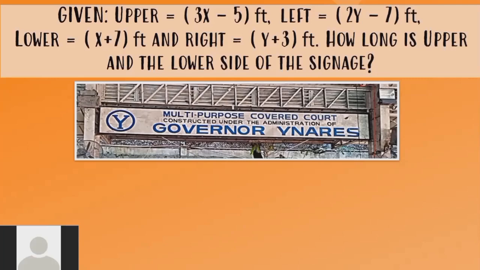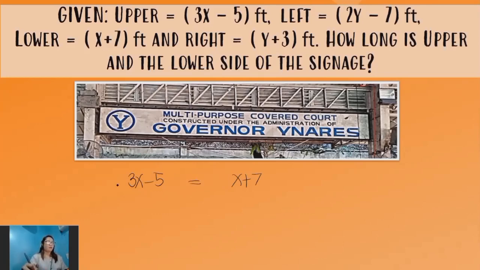Go. Ma'am, the upper part and lower part, their measure is 13 feet. Both are 13 feet? Yes. What is the value of x that you obtained? 6. Okay, that is correct. Since we are just asking for the upper and the lower part of the signage, all we have to do is use the upper part and the lower part given. So that is given by 3x minus 5 and x plus 7. And what property of the parallelogram did you use, Jeff, in order to answer this? Opposite sides are congruent. Okay, that's property number one. That is correct. Opposite sides are congruent.